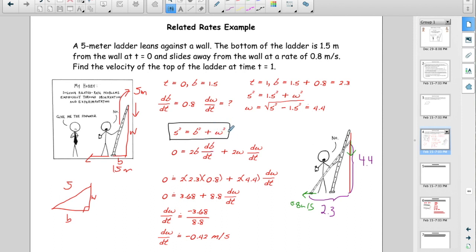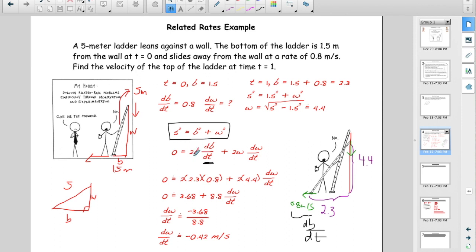Plus, if we take the derivative of w squared with respect to time, we have to take the derivative of w squared with respect to itself. We'll get 2w, and then we're going to multiply by dw dt. So now plugging into this equation, as I mentioned before, we do have 0.8, and we know that 0.8 is dB by dt.